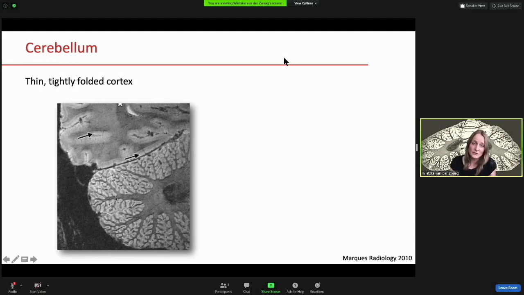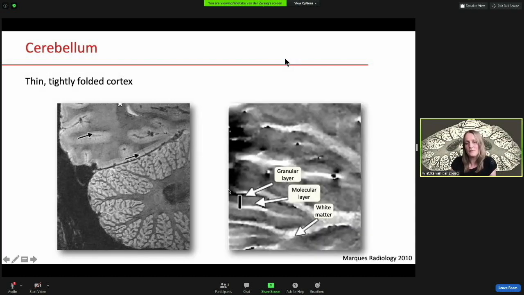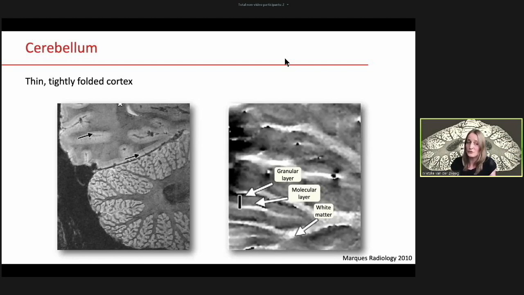Another feature of the cerebellar cortex is that it's very, very folded. Where this cortex is relatively flat, and there are stretches where it'll just go on, there's a lot of very tightly packed folds here in the cerebellar cortex. One of the advantages of looking at the cerebellum is that if you do manage to visualize the cortical gray matter, you can also see the layers inside that cortical gray layer, which is much more difficult in the cerebral cortex.